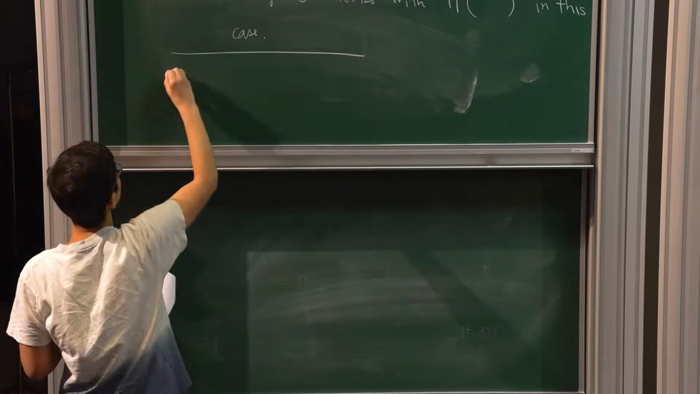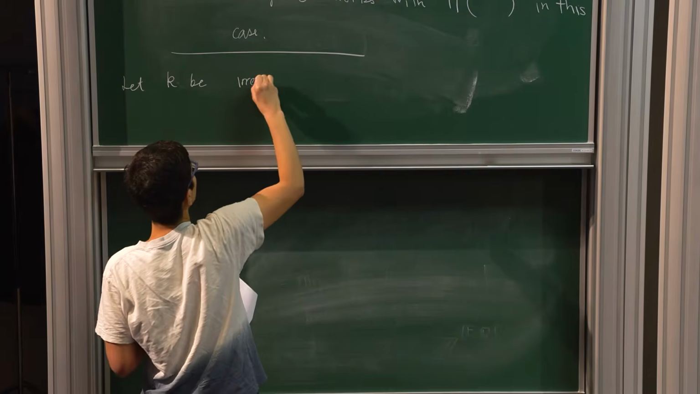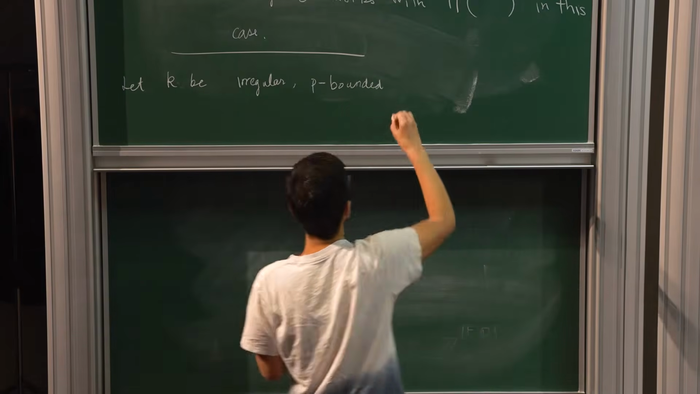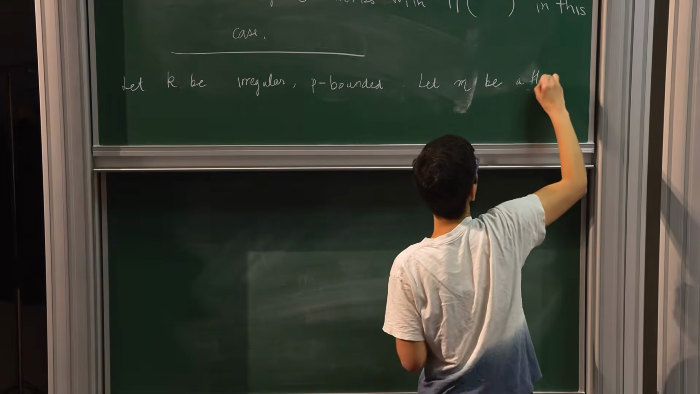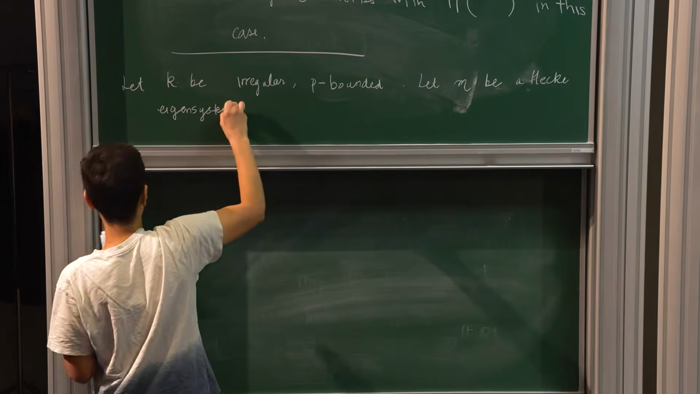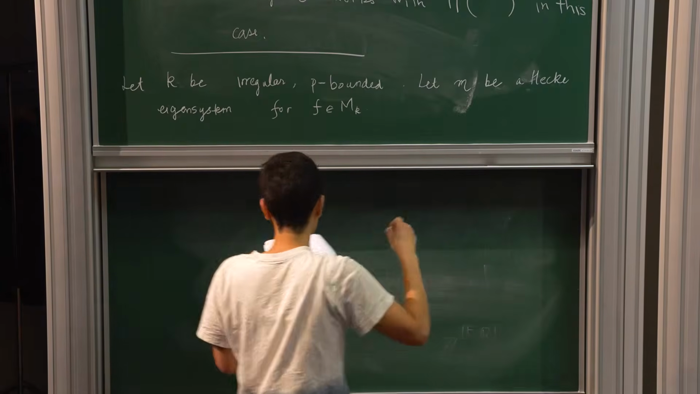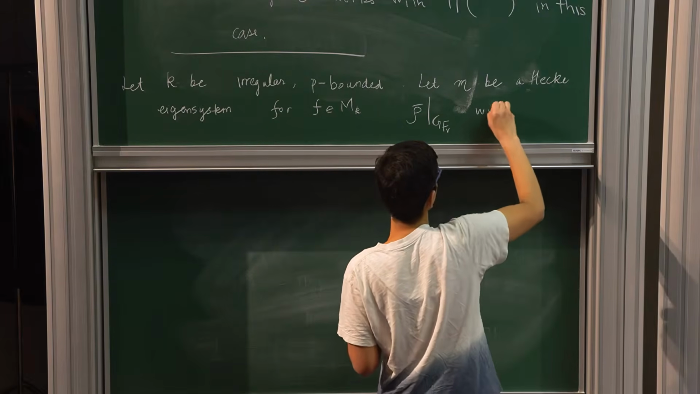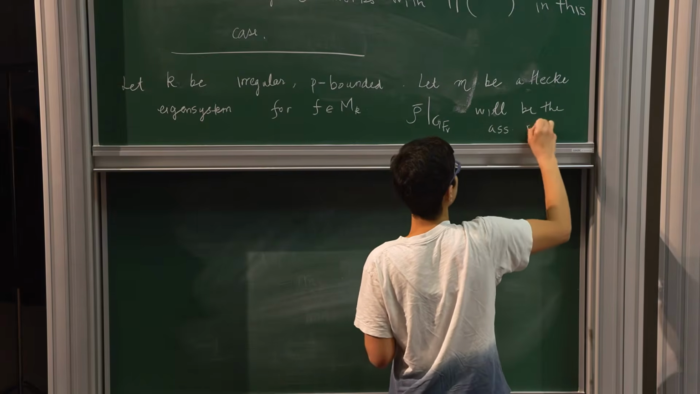So now, forevermore, k will be irregular, p-bounded, m will be a maximal ideal of the prime-to-p Hecke algebra, giving a Hecke eigensystem for some eigenform f in M_k, and rho bar restricted to the decomposition group at v will be the associated local Galois representation, the associated rep.